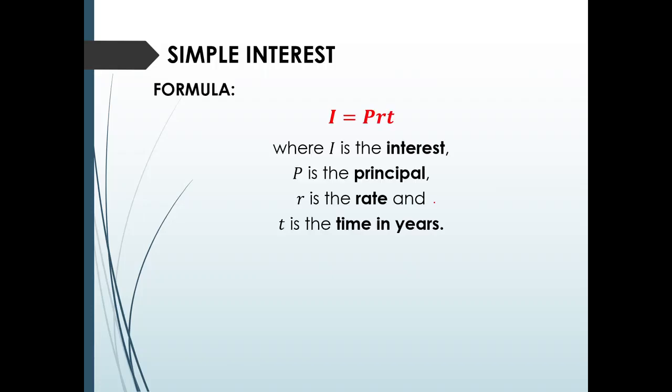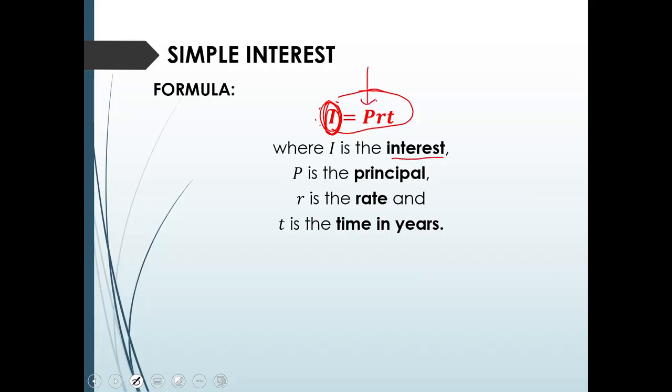So we need to know the formula first. We need to define the formula. What is the formula? I is equals to PRT. Now, when you say I, it is the interest, because you put your money in the bank, so you will get something from it. So that will be your I, interest.